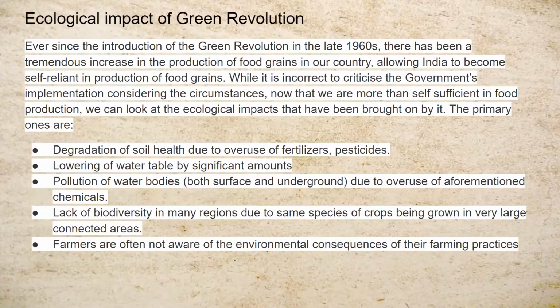Ecological impact of the Green Revolution. Ever since the introduction of the Green Revolution in the late 1960s, there has been a tremendous increase in the production of food grains in our country, allowing India to become self-reliant in food grain production. While it is incorrect to criticize the government's implementation, considering the circumstances, now that we are more than self-sufficient in food production, we can look at the ecological impacts that have been brought on by it.